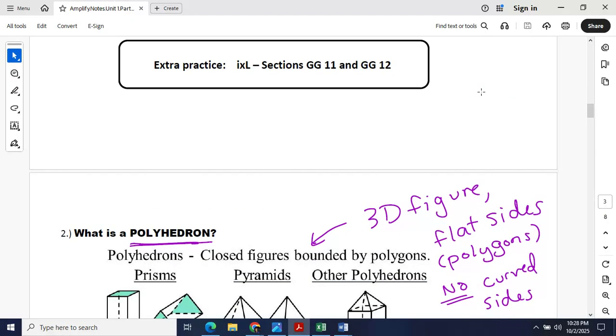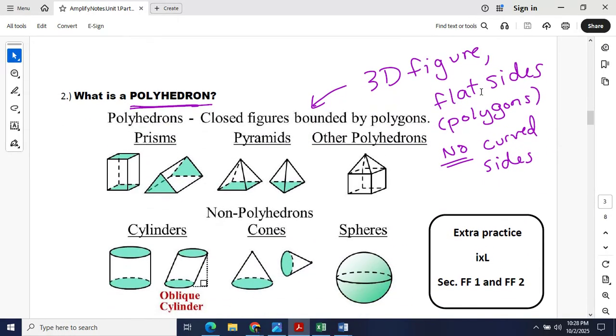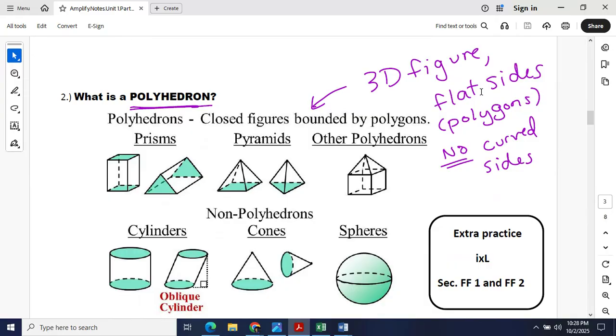So now let's move on to polyhedrons. Polyhedrons are closed figures bounded by polygons. They're 3D figures with flat sides. You cannot have any curved sides. And you could practice figuring out what polyhedrons are in FF1 and FF2.